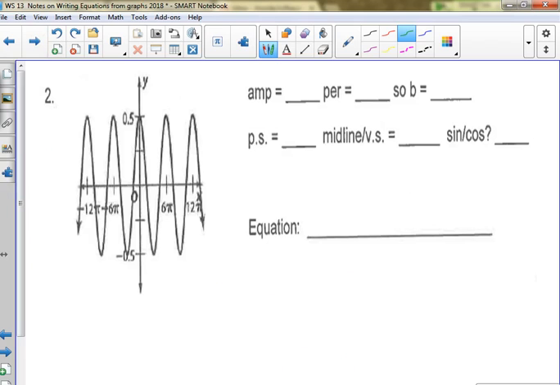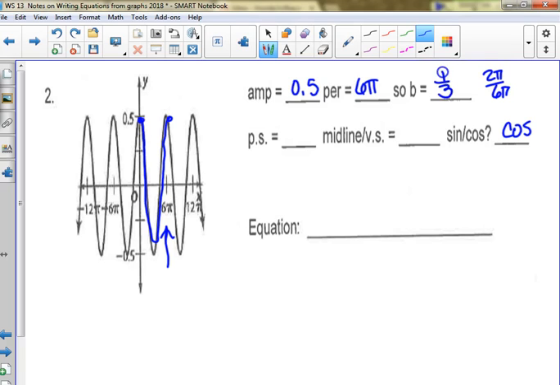All right, let's try this one. Amplitude, pretty easy, because there's no vertical shift, right? So the amplitude is just 0.5. The period, well, do you want to call it sine or cosine? It looks like I would do cosine right there, right? And that means it finishes that cycle at 6 pi. So what does that make B?